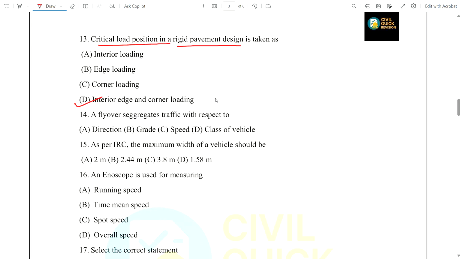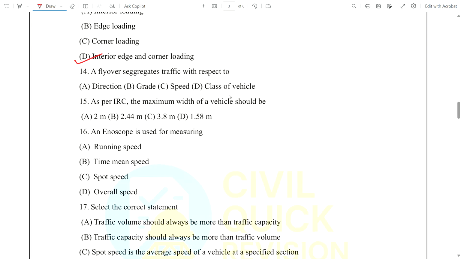Okay. Now question number 14. What is asked in this? A flyover segregation of traffic is with respect to mainly what? Is it for direction, for grade, for speed, or for class of vehicle? The answer will be the grade. Okay, let's just remember this.